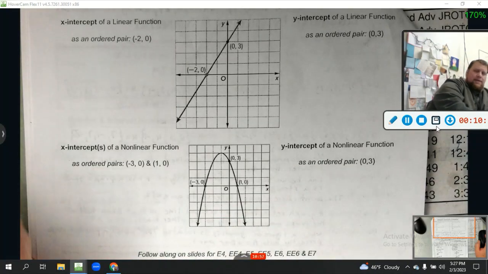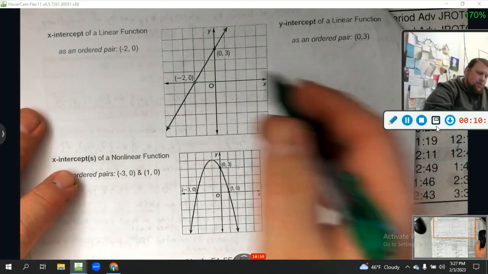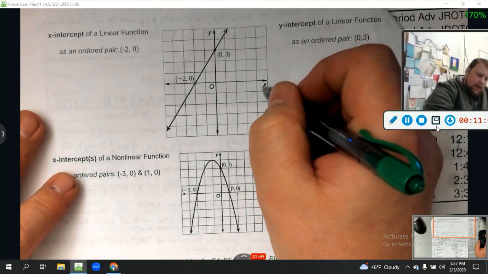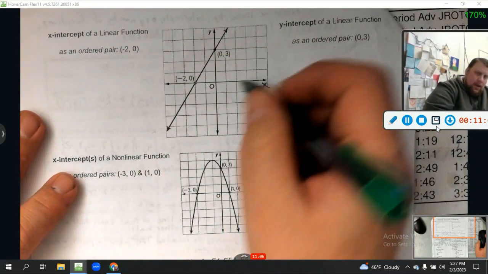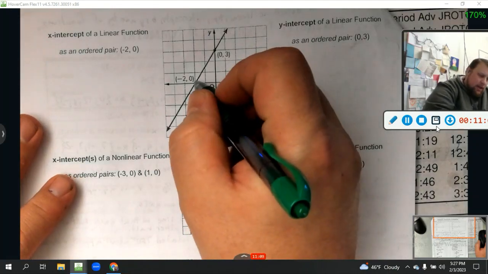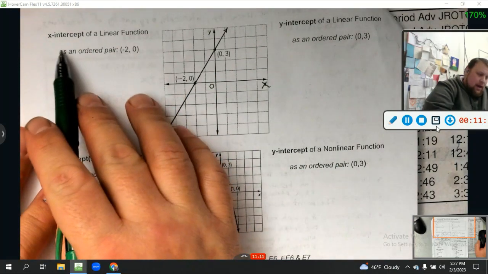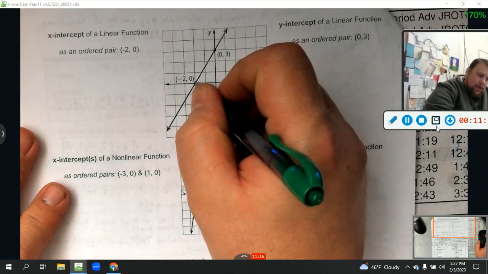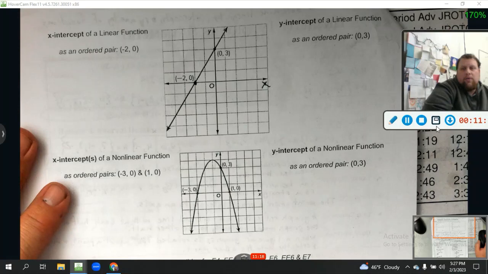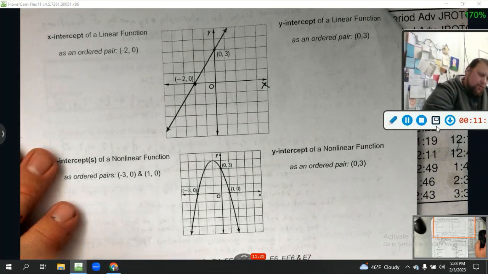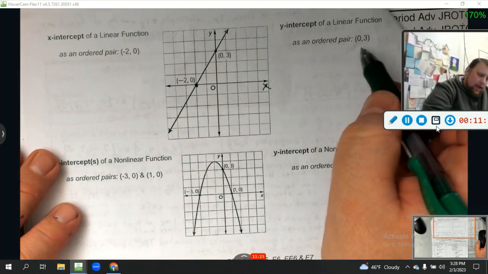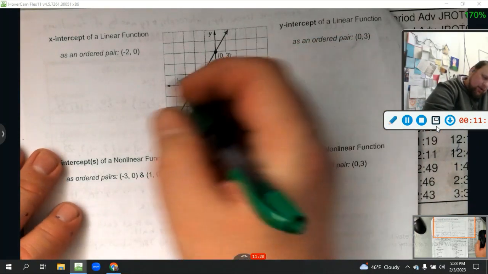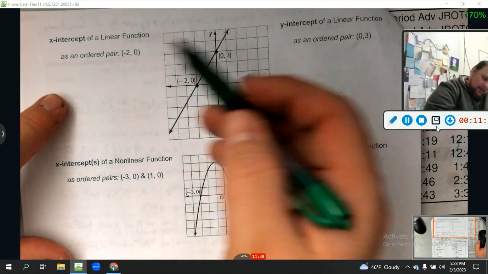Okay, back to the back side of that page. We're not doing really any writing here. Just want to show you guys. We're talking about x-intercepts and y-intercepts. Now, keep in mind, this is the x-axis right here, the horizontal. And we see this line goes through right here at negative 2, 0. The x-intercept of a linear function as an ordered pair is negative 2, 0. Crosses right there. And in a linear function, you're only going to have one x and one y-intercept total. Y-intercept's different. A y-intercept as an ordered pair is right here where it crosses the y-axis, and that's at 0, 3.